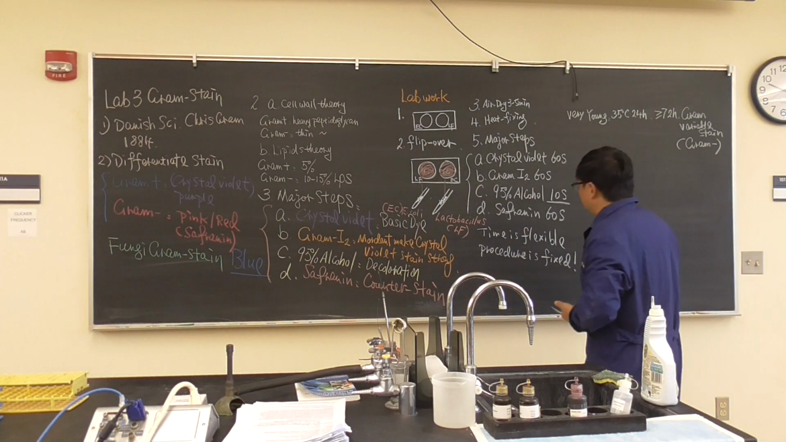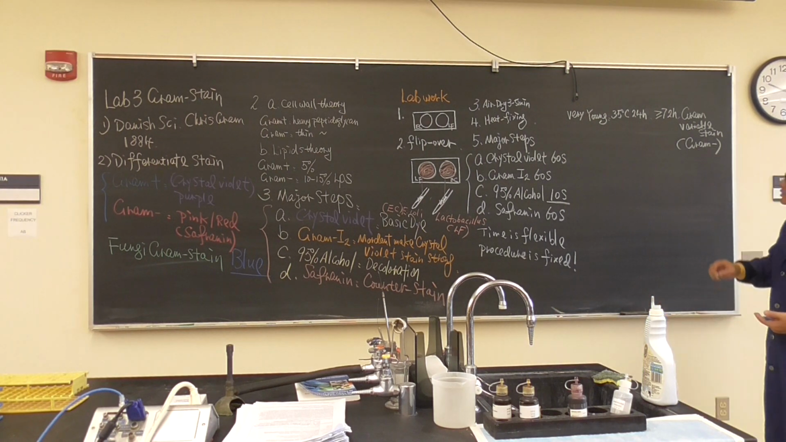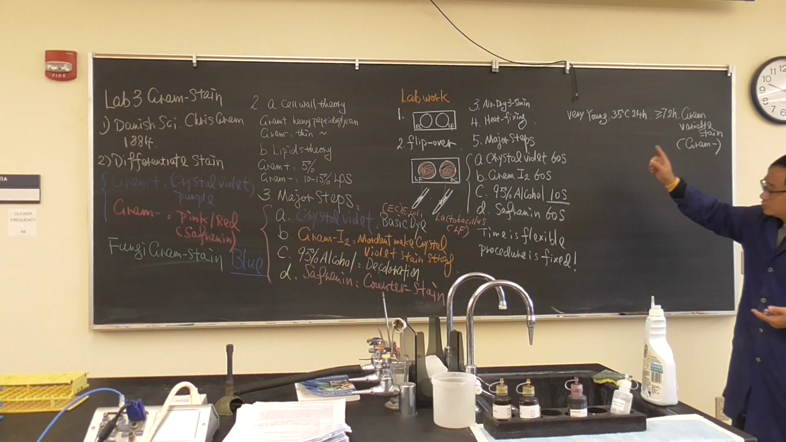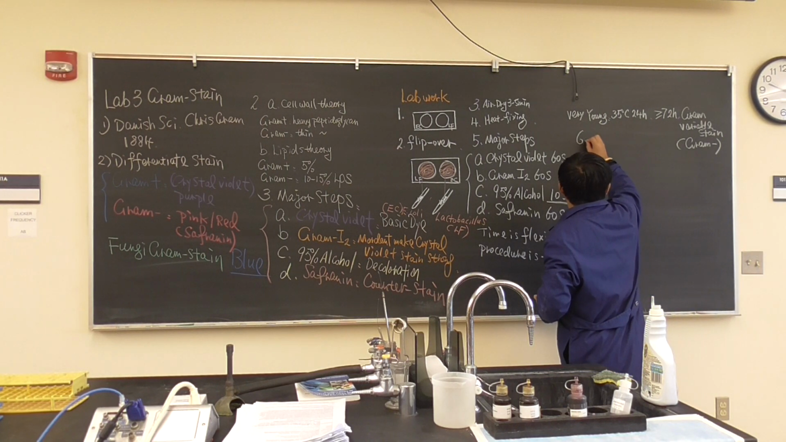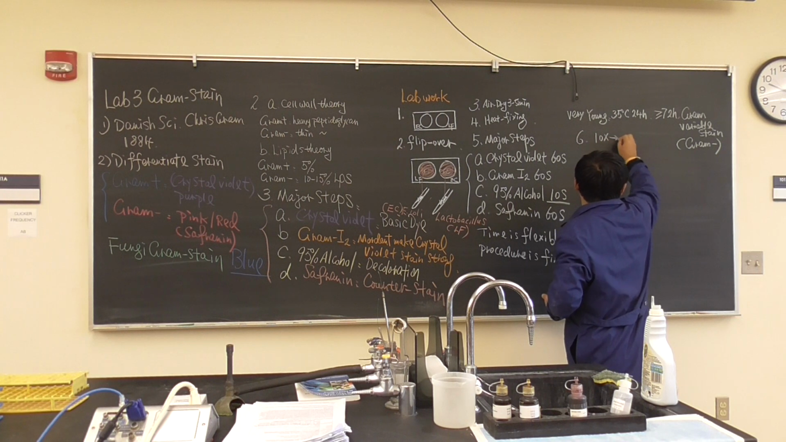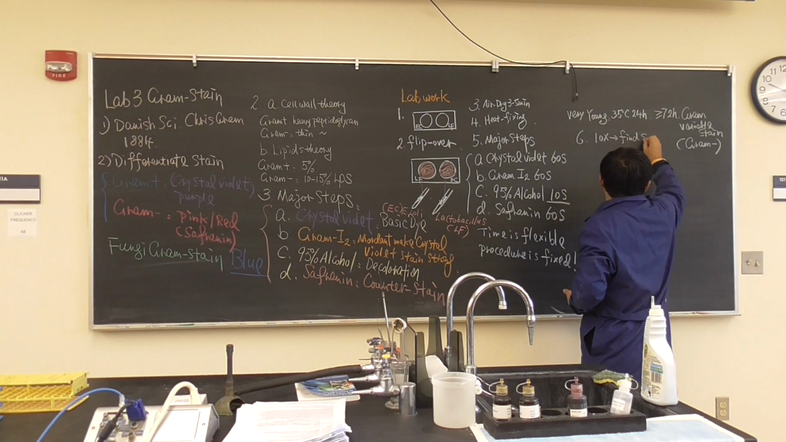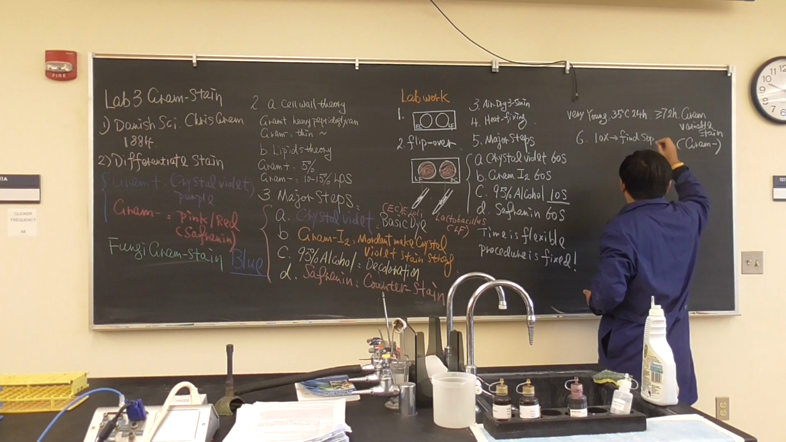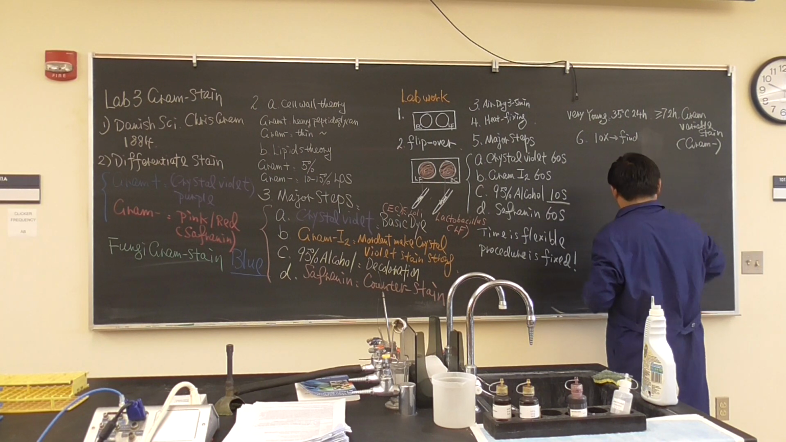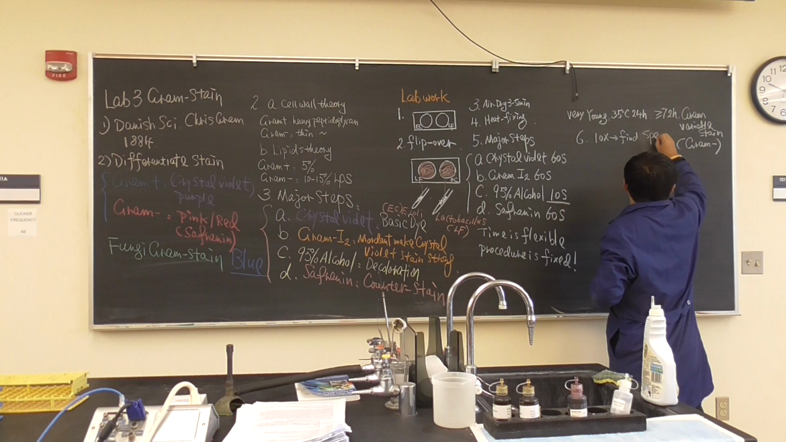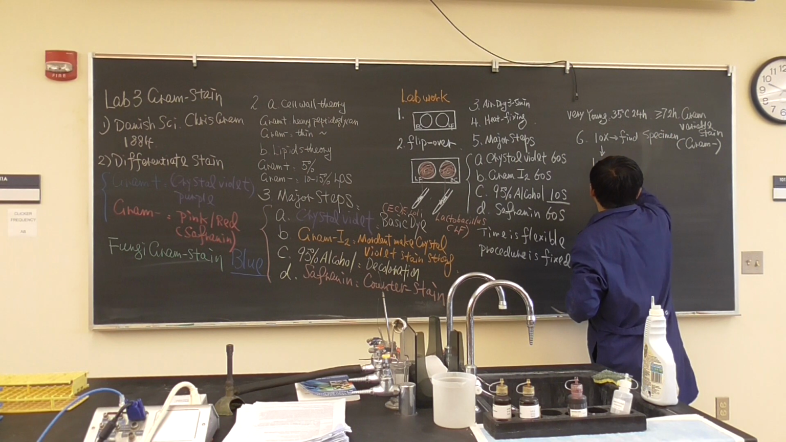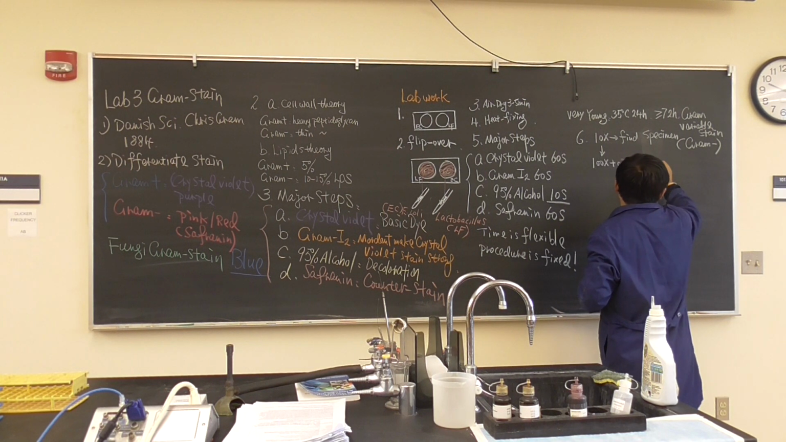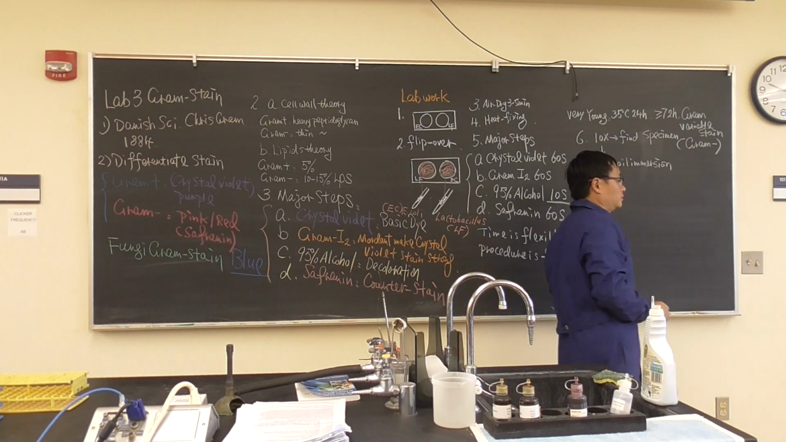Okay, that's something I want to mention. And I also want to mention one more thing: when you finish the gram stain, we will be using 10x to find the specimen, and then we will move to 100x with oil immersion. We are going to find the sample.